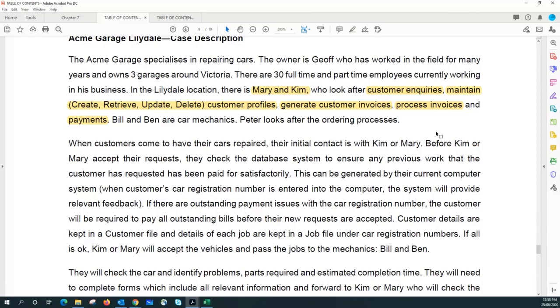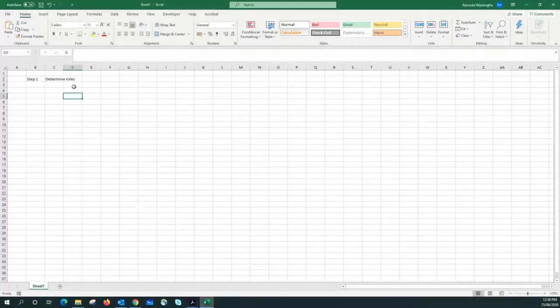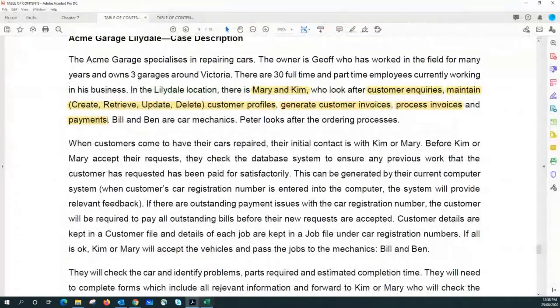So let me take Mary and Kim, and then record it here. This is the first role we have. So who are Mary and Kim in this case? We can say they are a kind of reception, or maybe we can say administrators, right? From our point of view, they look like administrators. They just do the major processing activities in this particular case study.